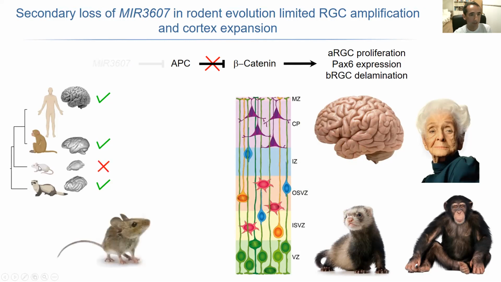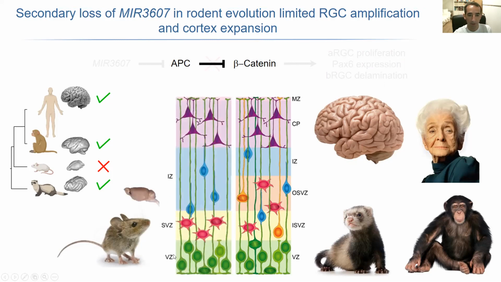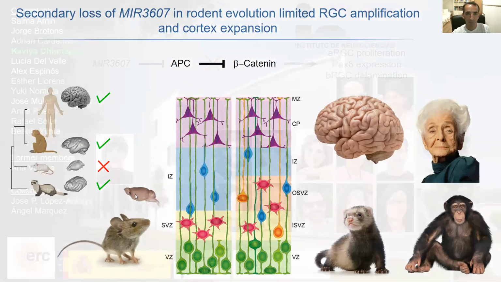However, some of these species later on evolved to repress the expression of this microRNA in the developing cortex, like, for example, is the case of the mouse. Now, by repressing the expression of this microRNA in the developing cortex, APC expression was de-repressed, and so this led to the repression of beta-catenin signaling. So there was a loss of progenitor proliferation and delamination. And so we end up with much smaller germinal layers with fewer and less amplificative progenitor cells, leading to the smaller and smooth cortex in the mouse.